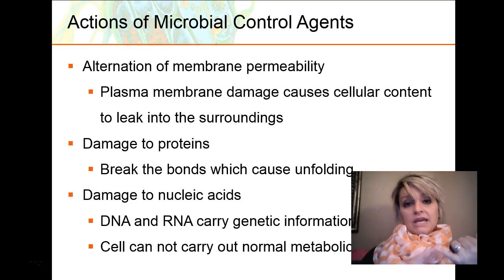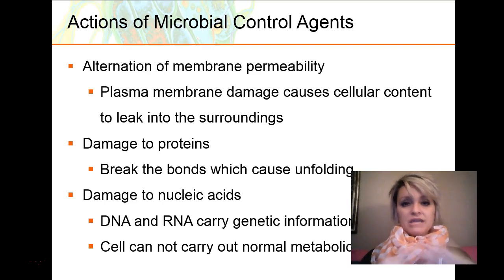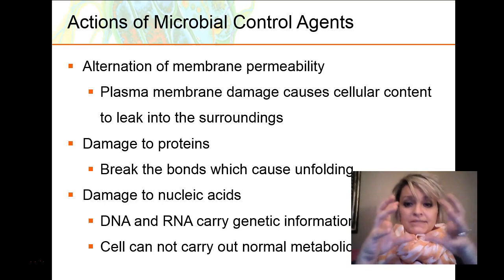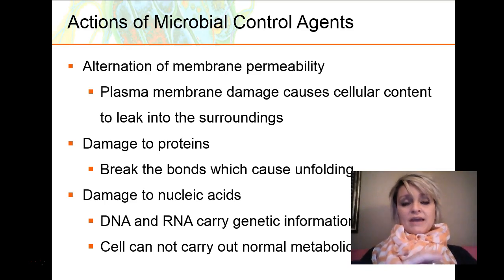So if I can hit the plasma membrane, hit the cell wall, damage their proteins, damage their DNA, all of those are actions that we take in order to specifically target microbes and then cause damage to those areas, which would then ultimately lead to death.